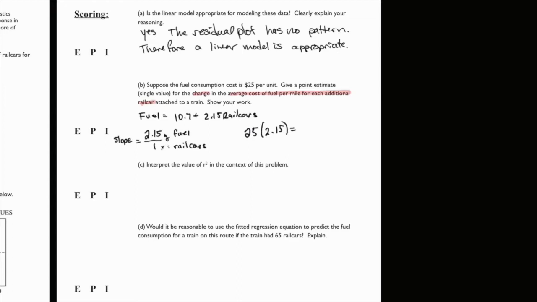Then if I multiply that together, we're going to get $53.75 per rail car. So we would expect to spend about $53.75 for each additional rail car, per rail car. I'm going to put this on average because it's not an exact value. It's a rough estimate. And so I want to make sure that when I'm using numbers like this, I don't ever give you, oh, it's exactly this much.